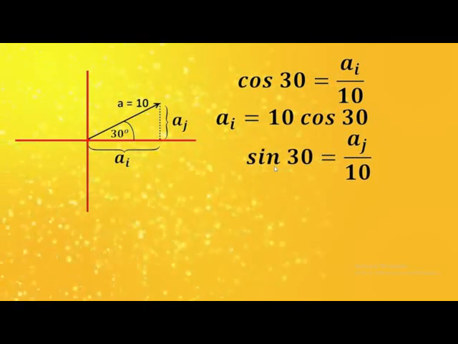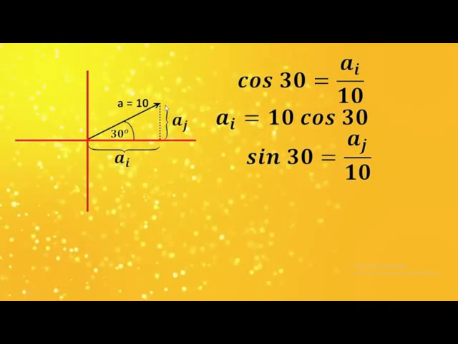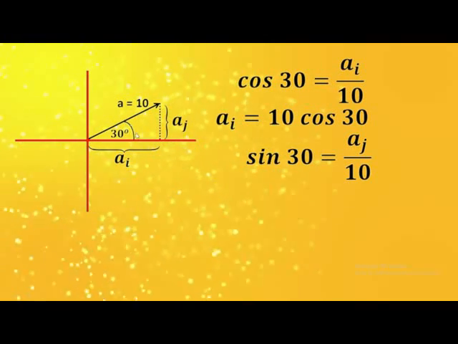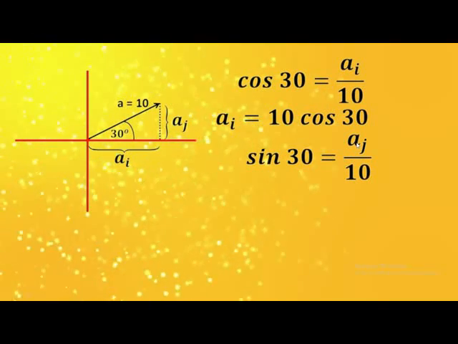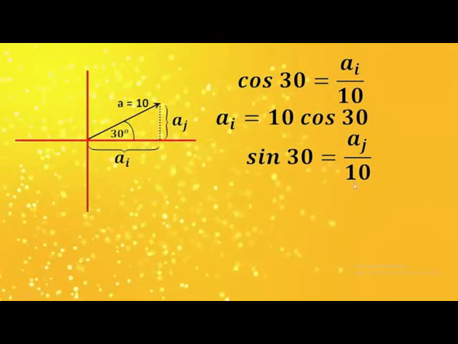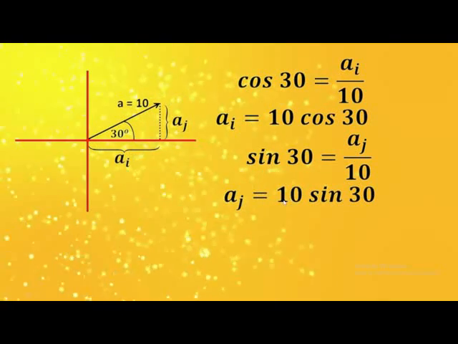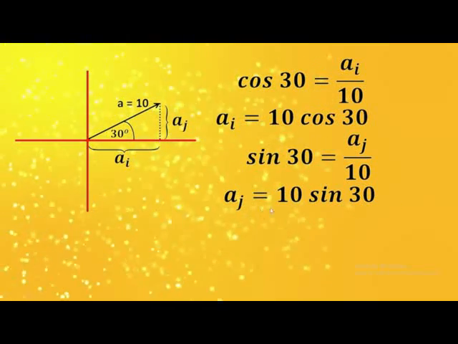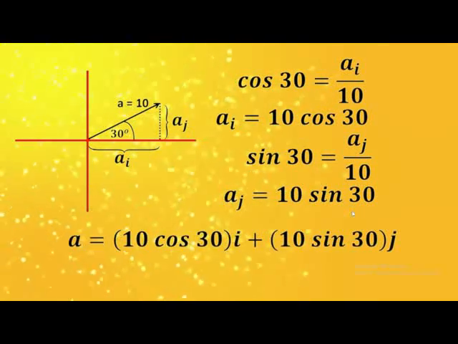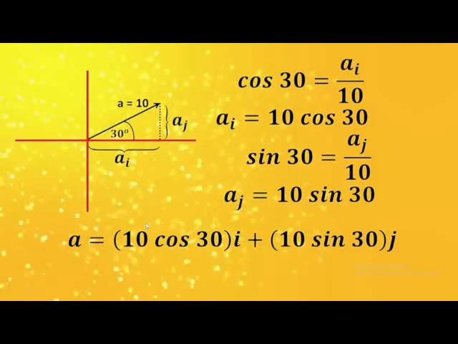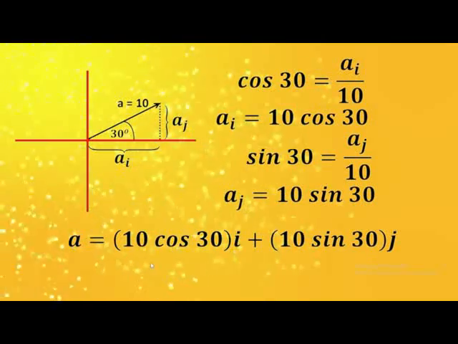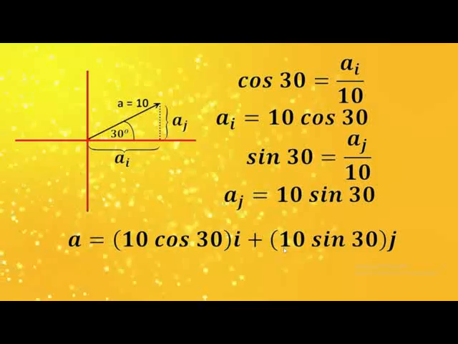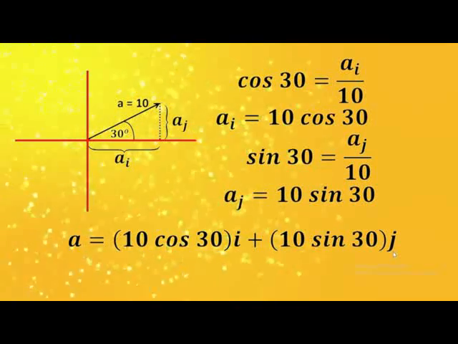And then, in order to find the j component, as you can see, the j component of A is opposite the angle. So sine 30 equals the j component of A per 10. So the j component of A equals 10 times sine 30. That's the component in j. So vector A can be written in component form as 10 cos 30 i plus 10 sine 30 j.